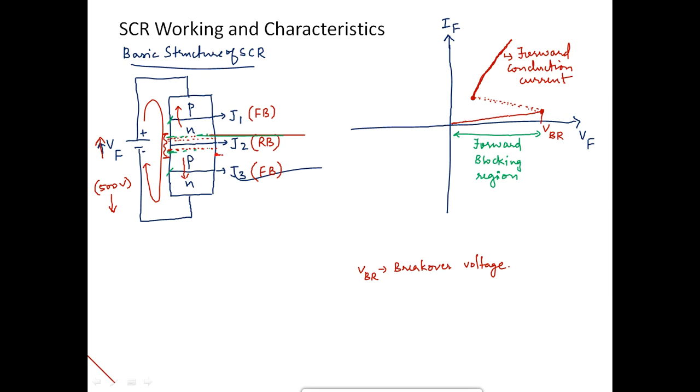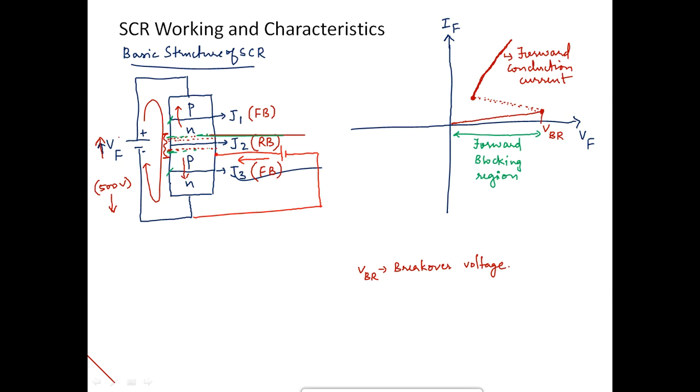Just observe, where do I add it? I'll be adding it here, right? And the applied potential is also like this. Please observe. So what is the status of junction J2 now? Just observe. We are trying to apply a forward voltage to the P region, and a negative voltage to the N region, which is the junction J3.